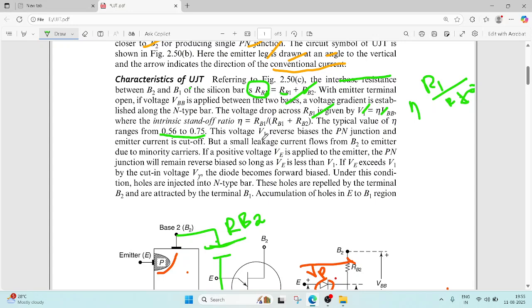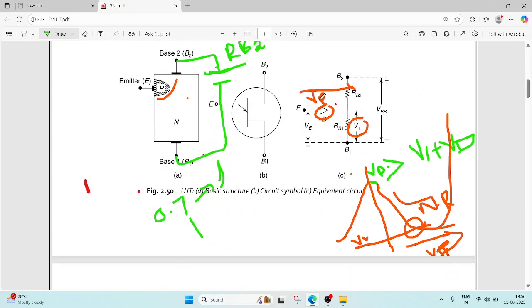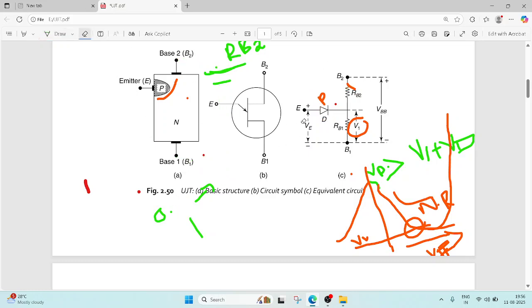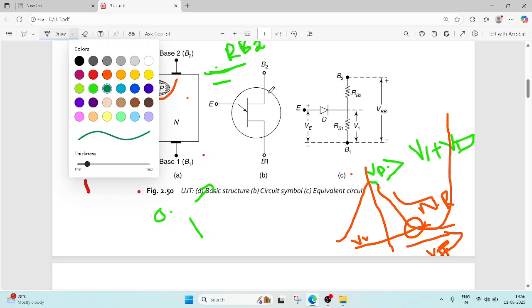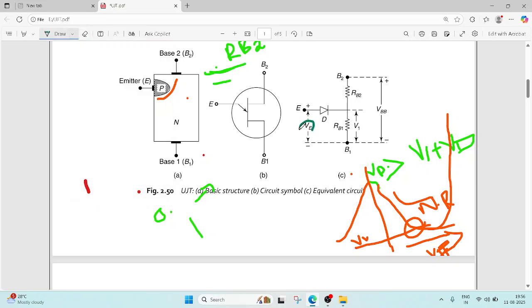Voltage V1 is applied now, and the diode is in reverse bias. Then a positive voltage is applied to the emitter, the VE value, and as long as the VE value is less than V1, see here, this is your VE value. This VE value is less than V1.